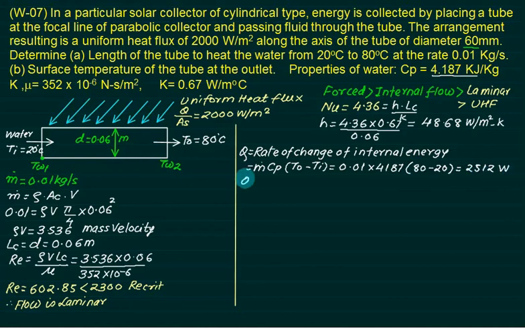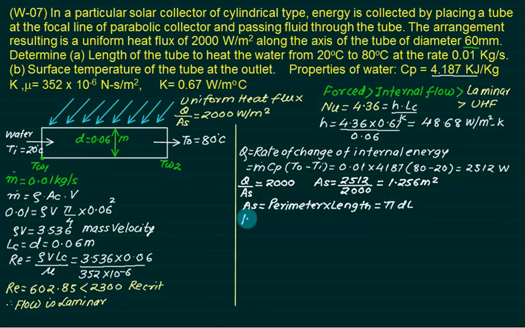Now we have Q divided by As equals 2000. We know the value of Q. We can substitute Q equal to 2512 and calculate the surface area. So we have 2512 divided by 2000. The required surface area comes out to be 1.256 meters square, but by definition surface area is perimeter multiplied by length, that equals pi dl. We have 1.256 equals pi times 0.06 multiplied by L. So we get the required length of the solar collector as 6.66 meters.